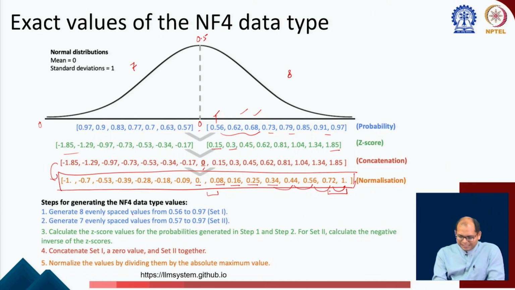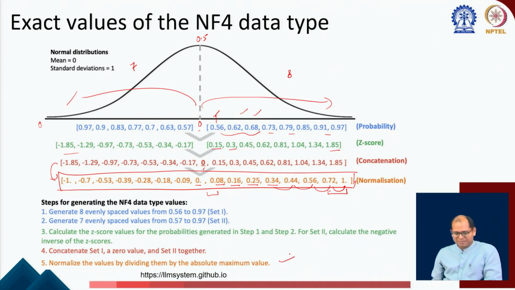So you generate 8 evenly spaced values from here to here and 7 values from here to here. Calculate the Gaussian values for the probabilities generated, divide by the absolute maximum value, and you normalize. This is how they create this NF4 data type, so that you don't lose too much precision while using 4 bits, rather than just using equally spaced integers for storing this. So this was their data type.